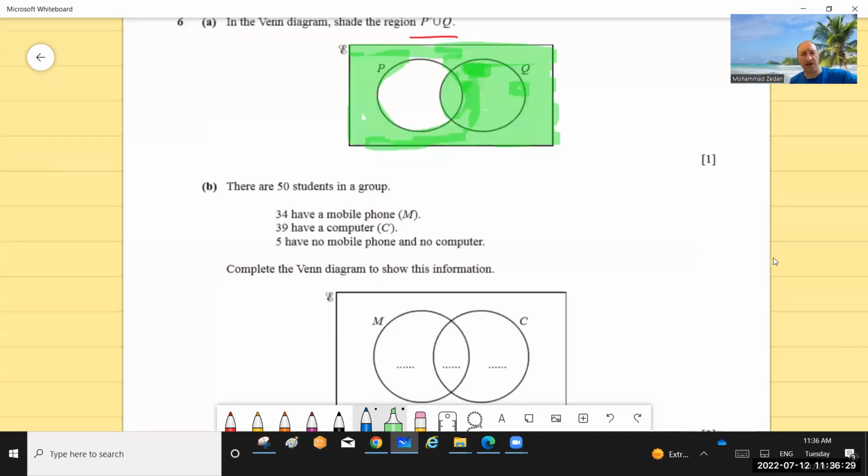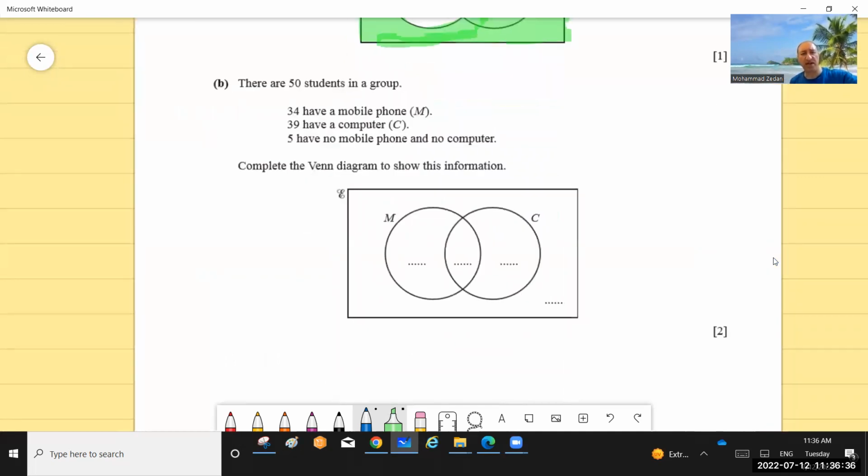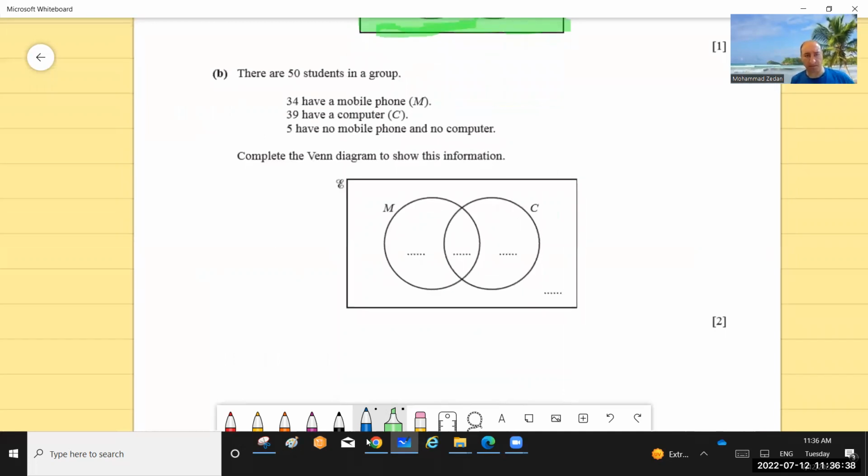There are 50 students in a group. 34 have a mobile phone M, 39 have a computer C, and 5 have no mobile phone and no computer. This is the 5. The rest from 50 is 45, 50 minus 5 gives 45. So these three parts, if you add them, must be 45. But the given number is more than 45.